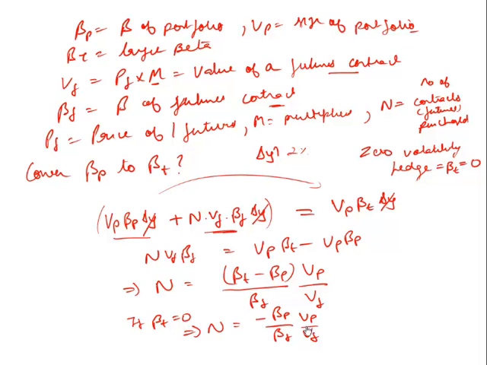Please note, N can't be a decimal. So even though your answers in many cases will come out to be a decimal, you can either short 11 or 12 contracts. You can't short 11 and a half contracts. So the answer generally will be the closest round number to whatever answer you calculate from this formula.